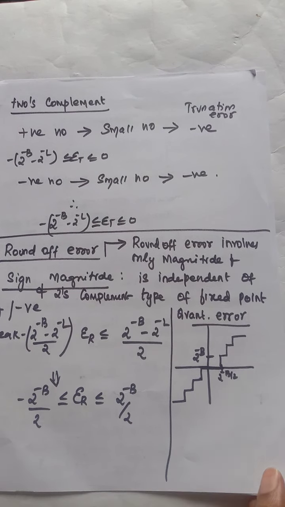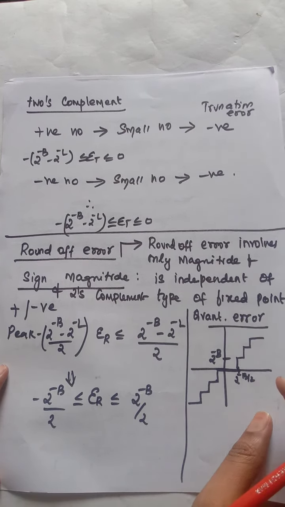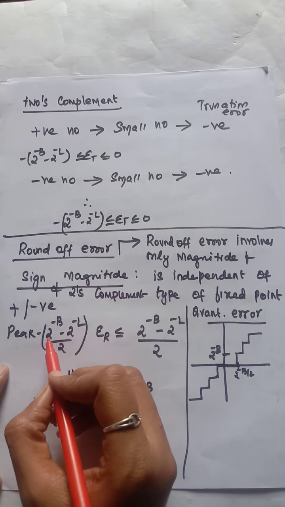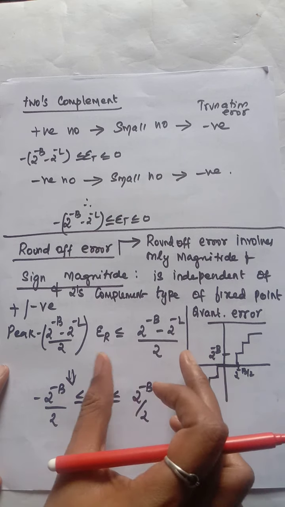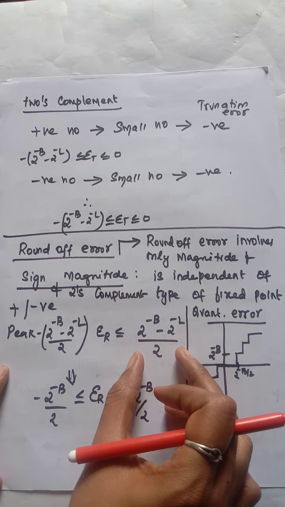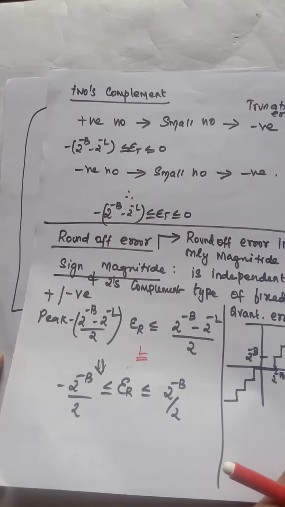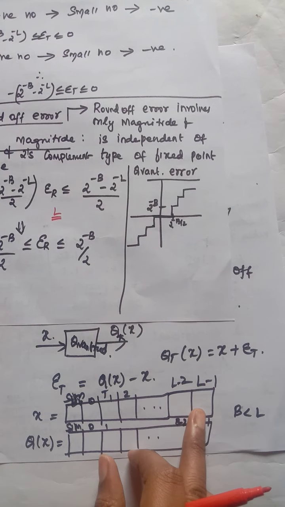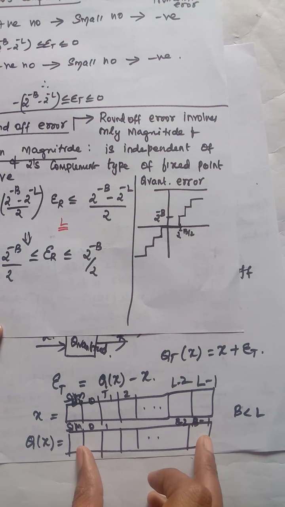Okay, so here the round-off error involves only the magnitude and it is independent of the type of fixed point. Normally the rounding error ranges from minus 2 power minus b minus 2 power minus l, divided by 2. This is for the negative peak and this is for the positive peak, but here we are not going to concentrate on l, because l is the input length. We are not going to bother about the length of the input bits, we are just going to consider only the truncating bits.